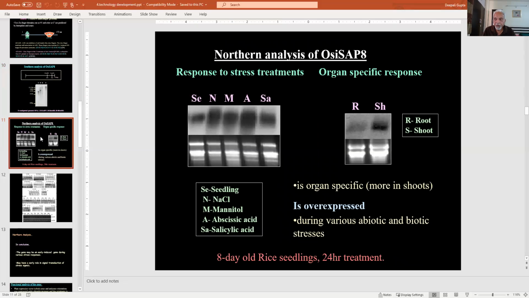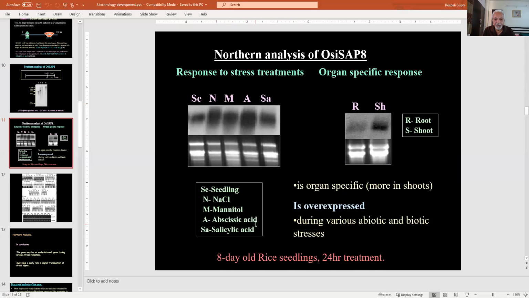After this, the point to be looked at is whether this gene is differentially expressing in plants. That is a very, very important aspect for genes which are differentially expressing. If you see here, this study was done in 8-day-old seedlings. So you have seedlings grown under normal conditions, and then under different stress conditions, for example, sodium chloride, mannitol used to mimic drought conditions, abscisic acid and salicylic acid. Why abscisic acid?